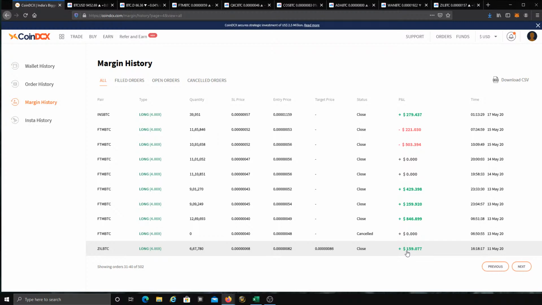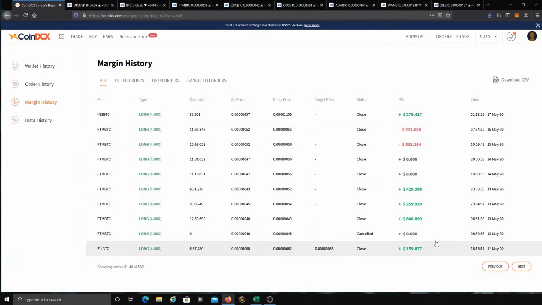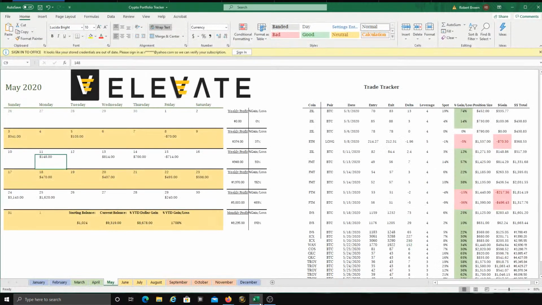I don't know why it does this, because when I closed the position, I immediately logged it, and it was $148 or something at that time. So I don't know why it goes plus or minus a few bucks, but it is what it is. Okay, so that's that week right there.